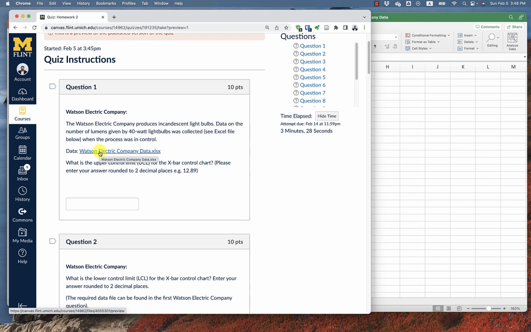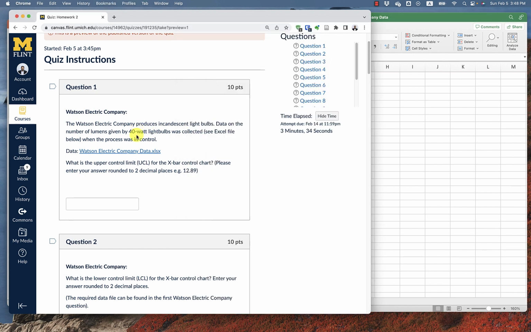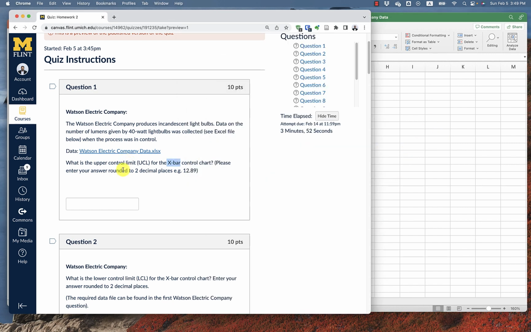If you click this Excel file and download it, I just did that. This is the data that you're given. Okay, and you have to find the upper control limit. The question tells us that this is for the Xbar control chart. It does not need to. It could just say find the upper control limit for the appropriate control chart or charts, and you may have to determine what control chart to use and then find the upper control limit.